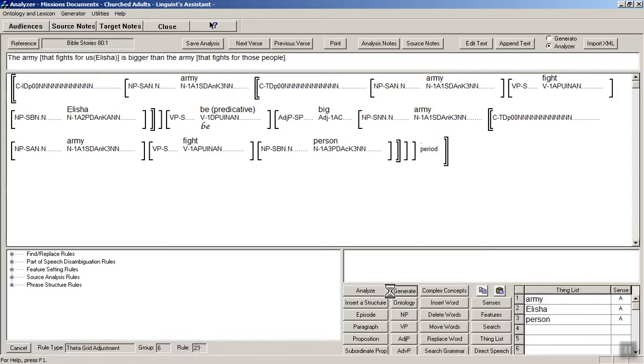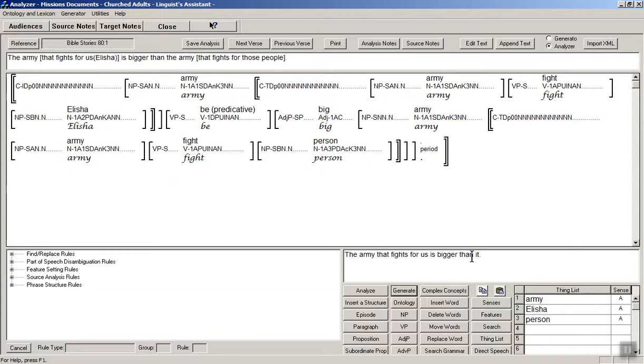So down in the bottom, next to analyze, you can see there's a generate button. And this will generate it in our analyzer language, which is like English. Okay, here's what it says. The army that fights for us is bigger than it. Okay, that shows there's a problem. So the computer figures that the second instance of army is the same as one that's already been mentioned, and so it replaced it by the third person pronoun it.